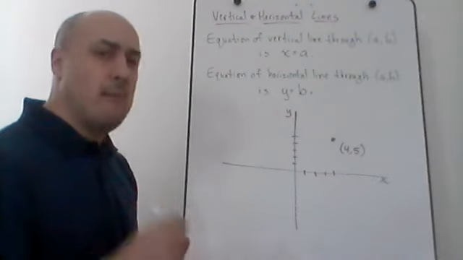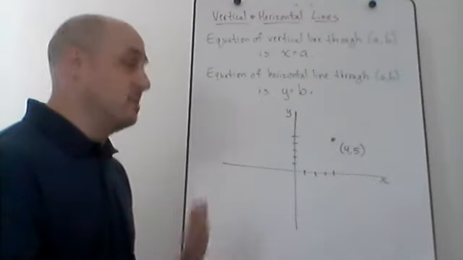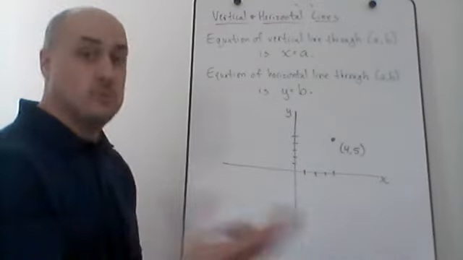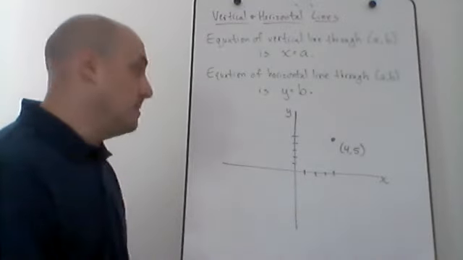But if you can get past that part, and that's a mistake I actually made when I first learned this way back when, I was like, oh, vertical line, that's the y-axis, so it's y equals whatever the number is. It's actually the opposite.